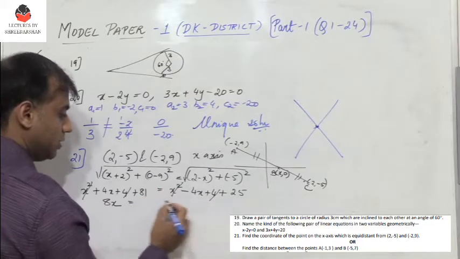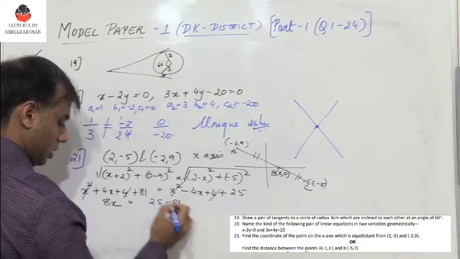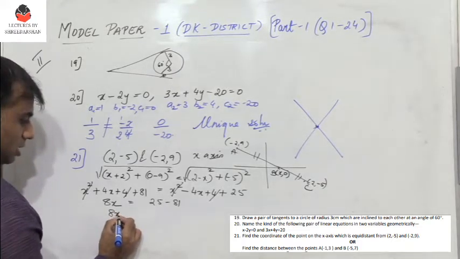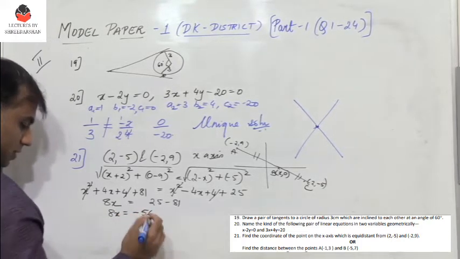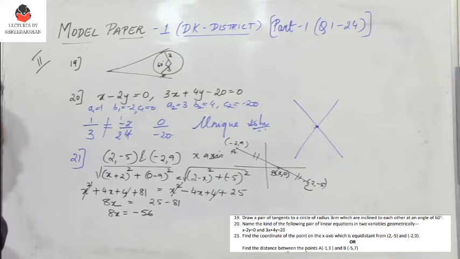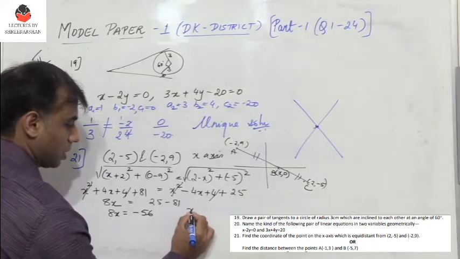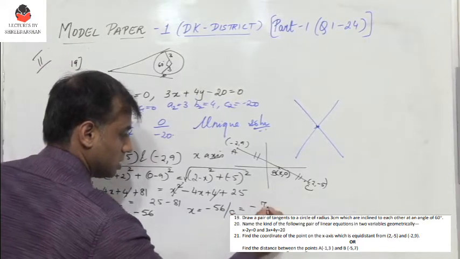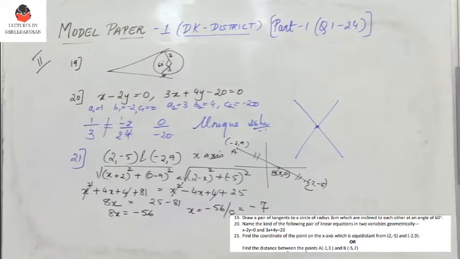So I get 25 minus 81. So what is 25 minus 81? I get 8x equals minus 56. So what is x? X is minus 56 by 8, which is minus 7.